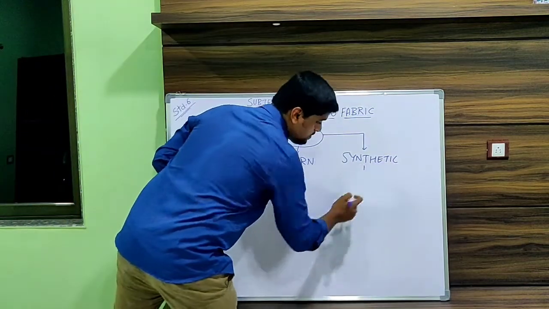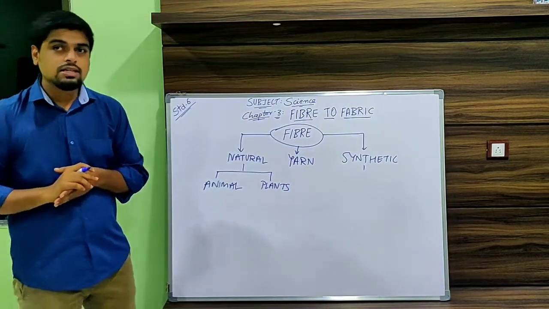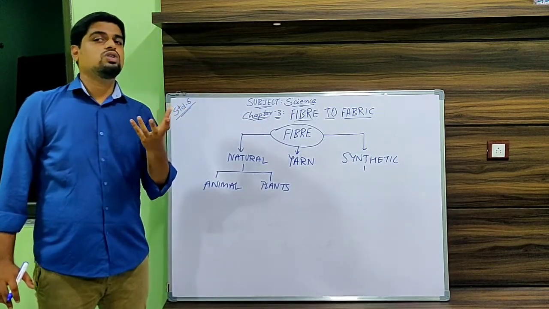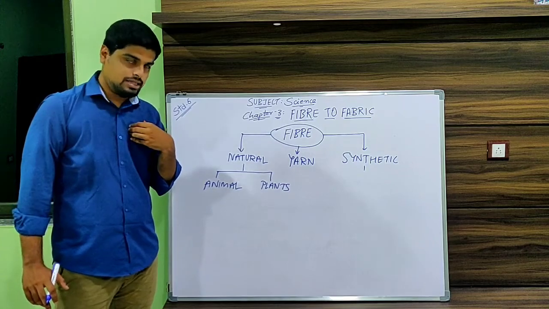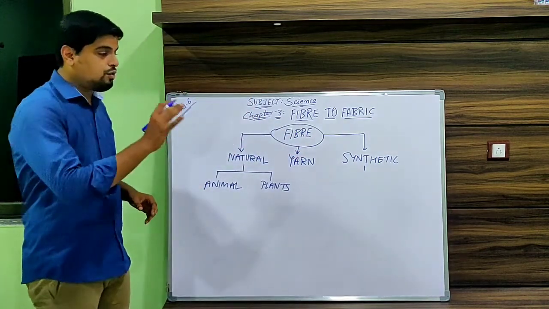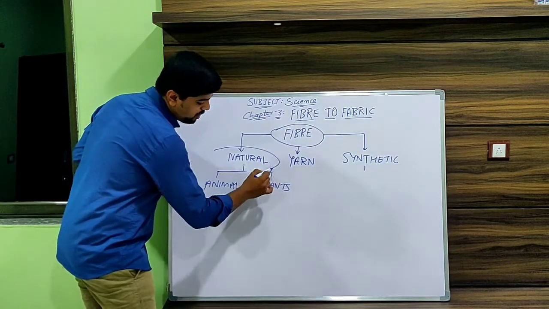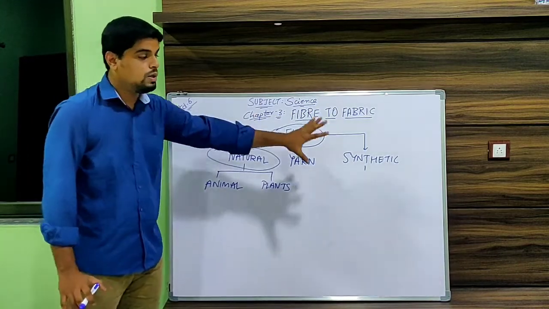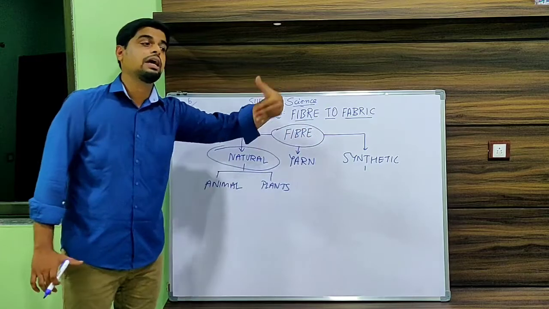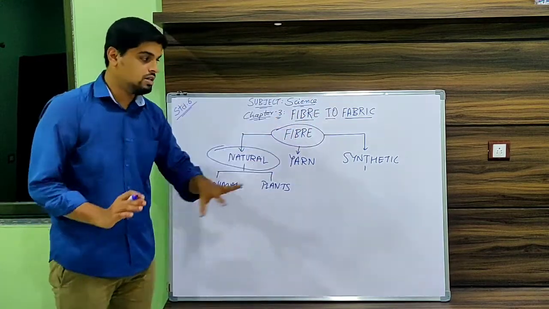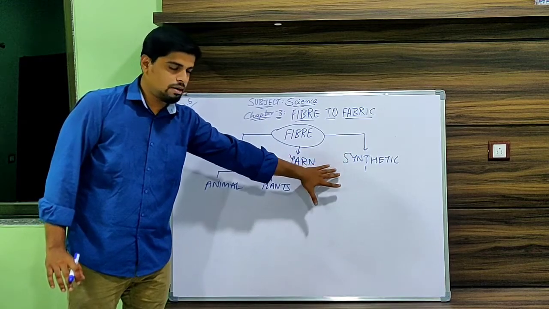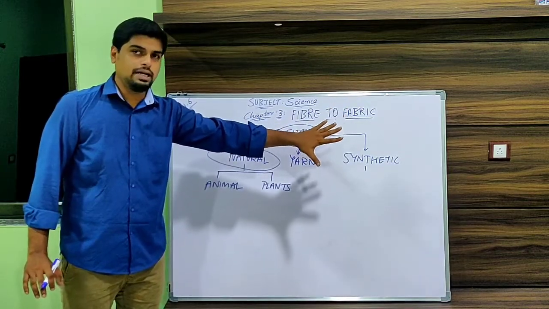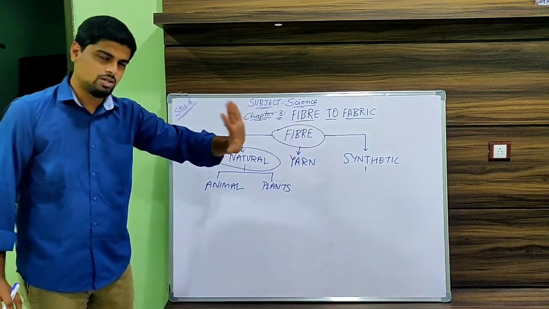And the synthetic fibre. So what does the word synthetic mean? Synthetic means man-made or artificial. Fibres which are made in laboratory by human beings are called synthetic fibre. But for standard 6, you have to only focus on natural fibre. The chapter belongs to natural fibre. You will study synthetic fibre related topics in the next standard, that is in standard 7. So for now, you just have to remember synthetic fibres are those fibres which are artificial or man-made, made in laboratories using chemicals. Simple.